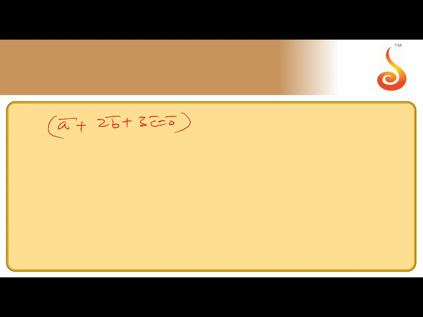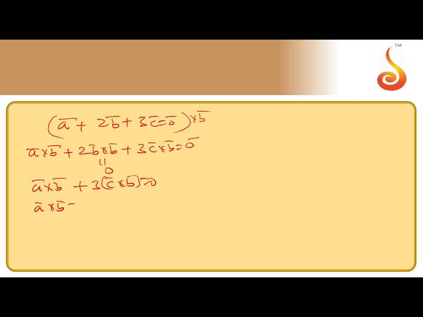So what I will do is first take the cross product with B bar on both sides. So that gives A cross B plus 2 into B cross B plus 3 into C cross B equal to 0 bar. B cross B is 0, so 2 into 0 is 0. We can keep A cross B as it is, plus 3 into C cross B equal to 0. So A cross B equal to minus of 3 into C cross B. In the vector product, if you interchange the vectors, the minus becomes plus. That means 3 into B cross C. That is the value of A cross B here.